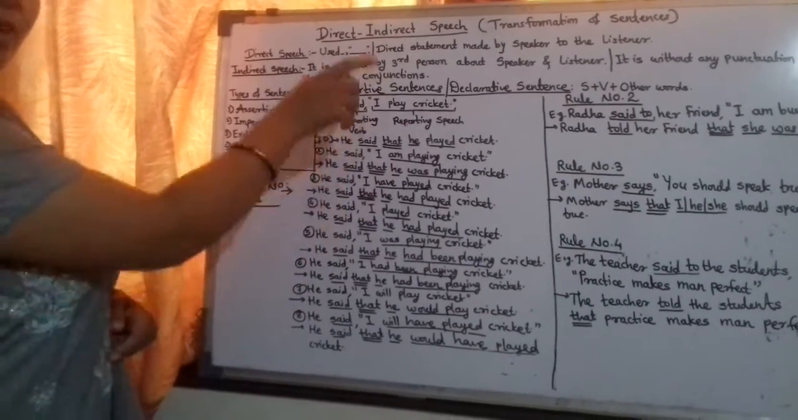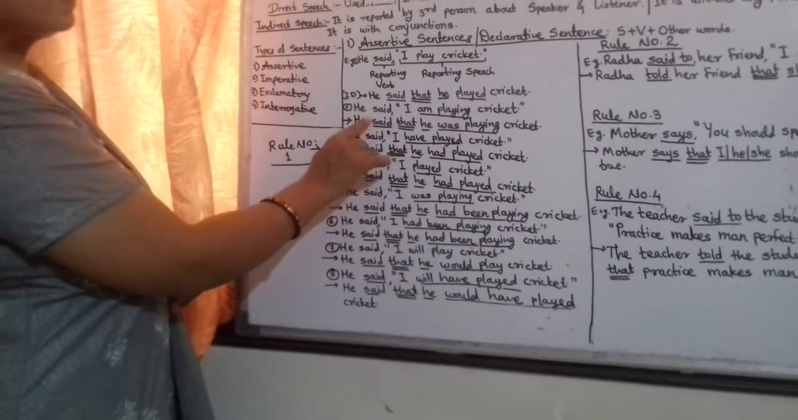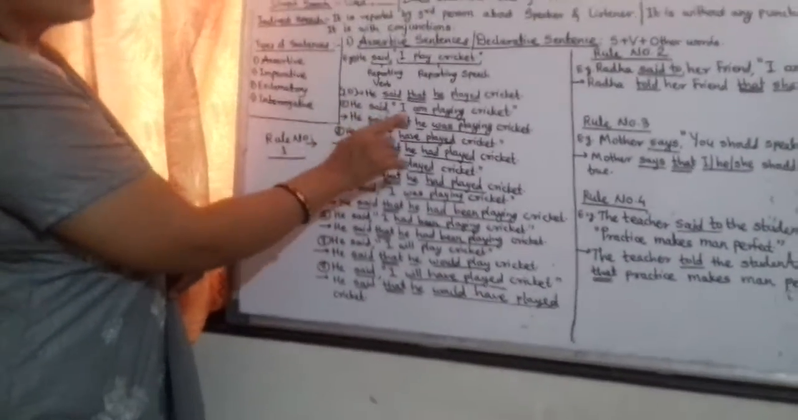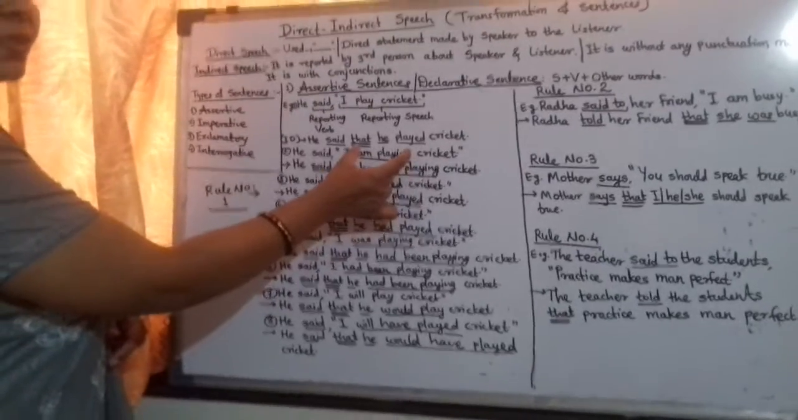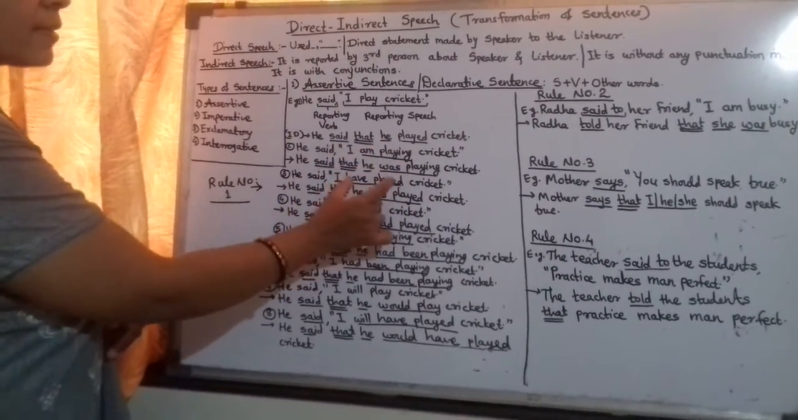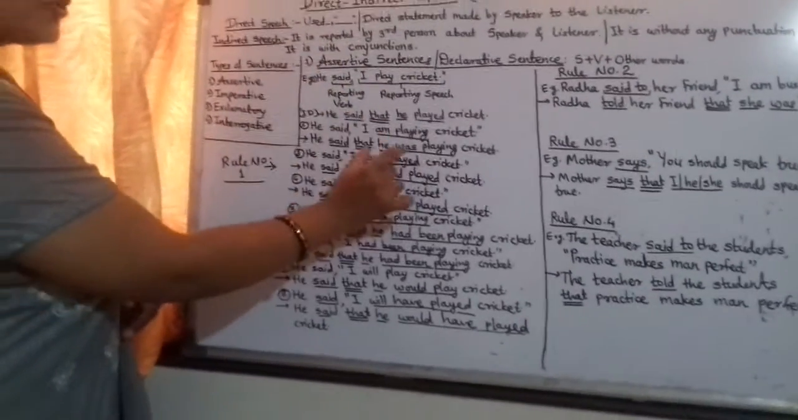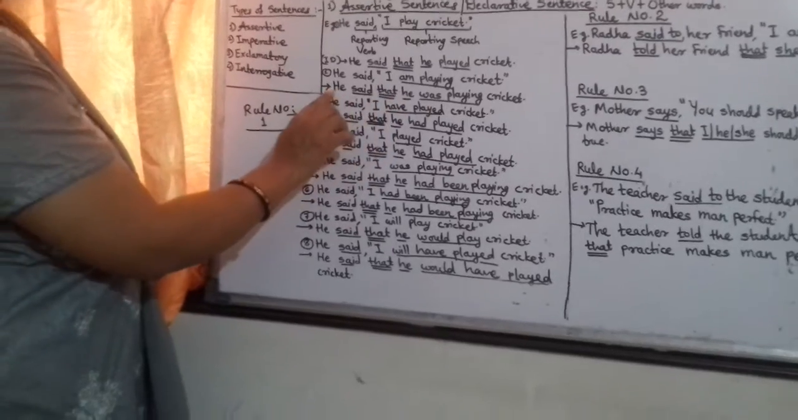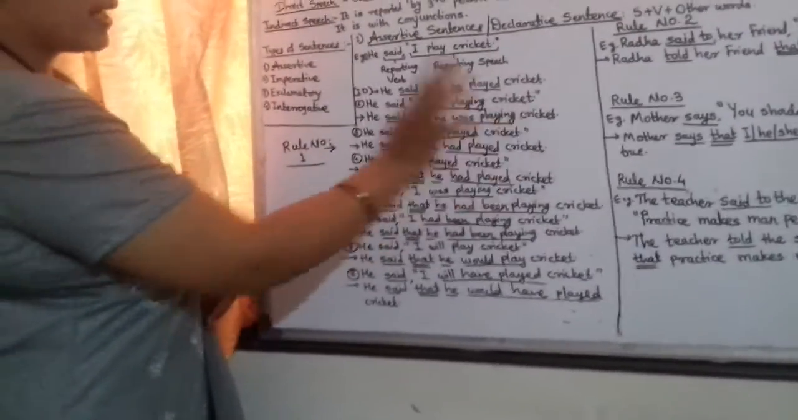We will see the structure is the same, but I have just changed the tenses. In the second sentence, you can observe: He said, "I am playing cricket." The tense here is present continuous. While converting this sentence into indirect speech, we have to convert it into past continuous tense. Hence, the sentence will be: He said that he was playing cricket.